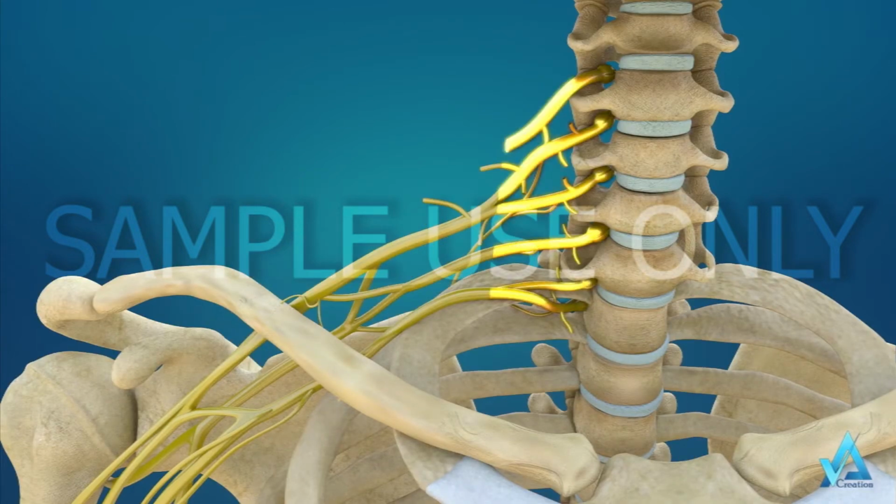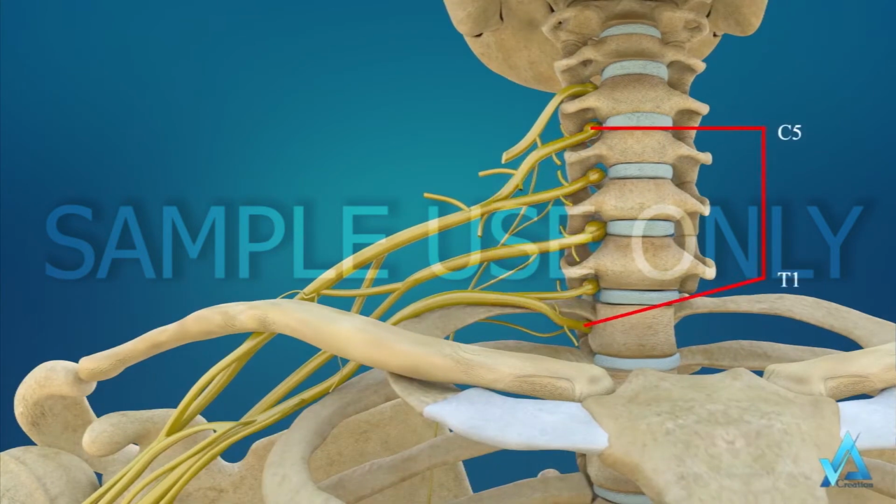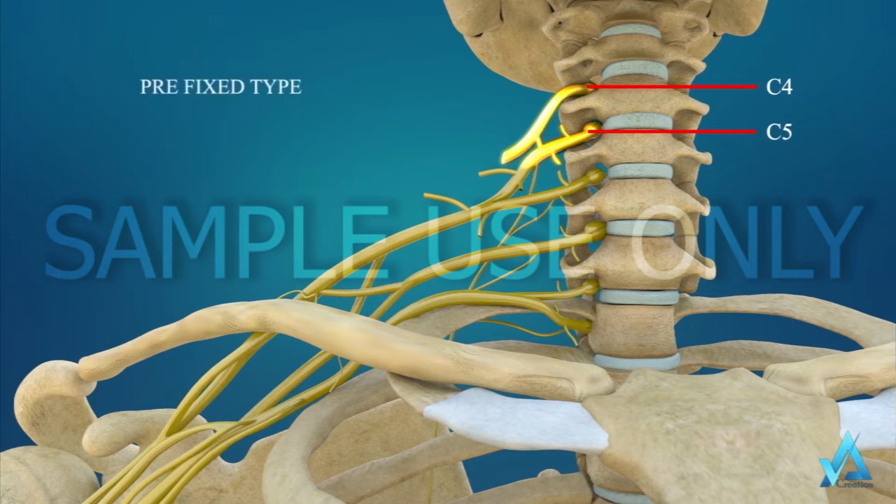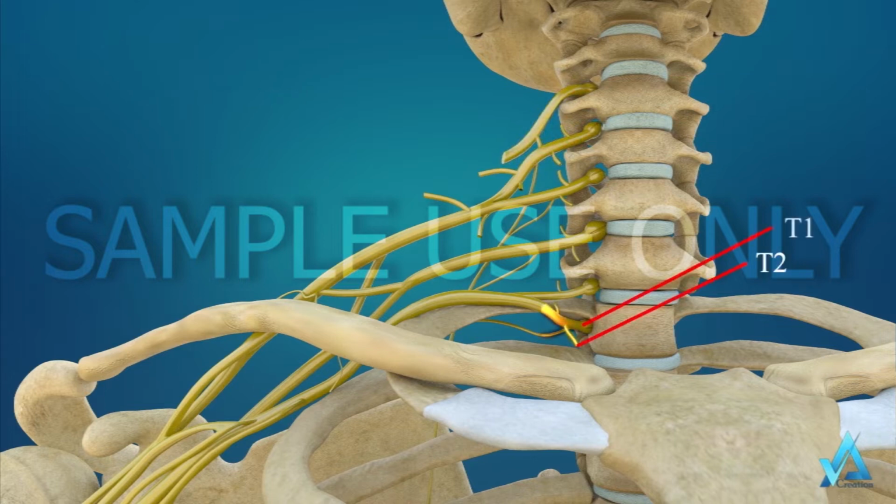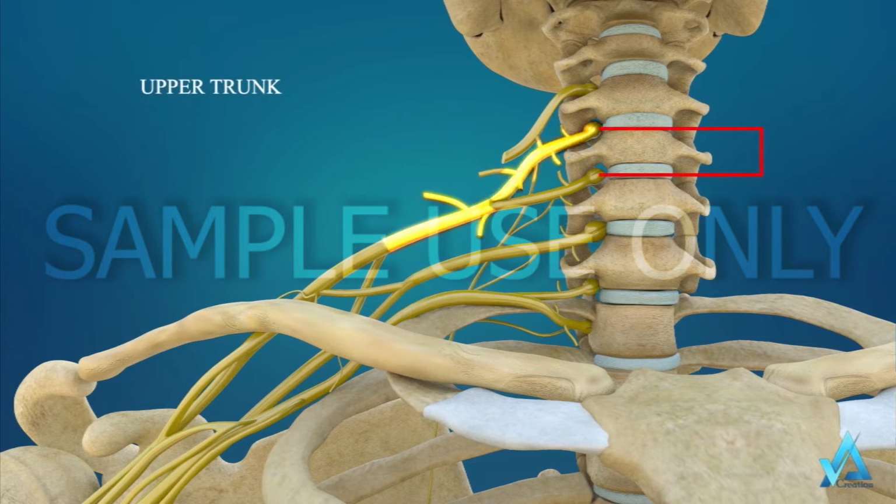Roots consist of C5 to T1. Sometimes C4 joins with C5; such a plexus is known as prefix type, and occasionally T2 joins with T1, known as postfix type. Trunks. Upper trunk is formed by joining of C5 and C6.